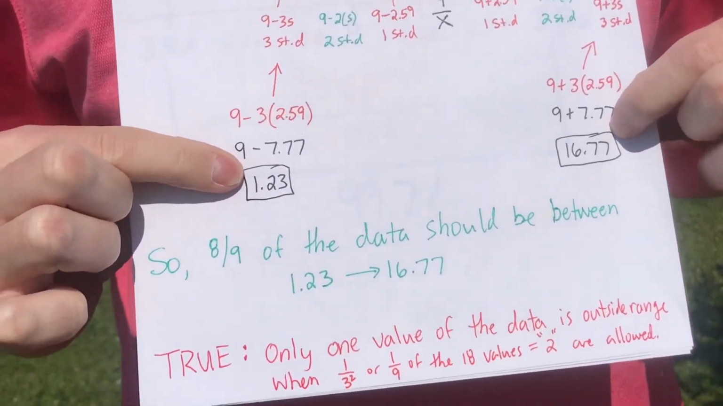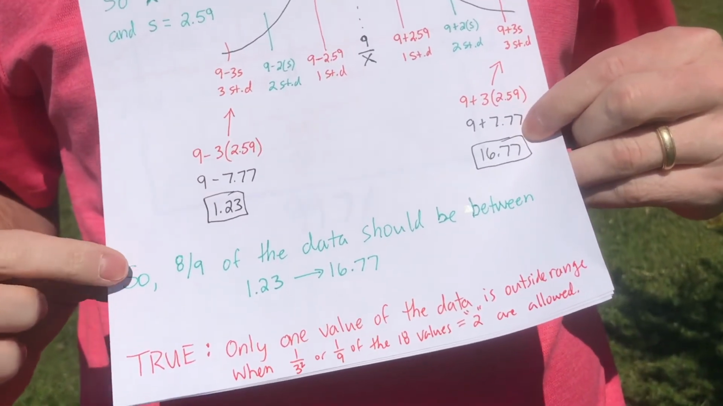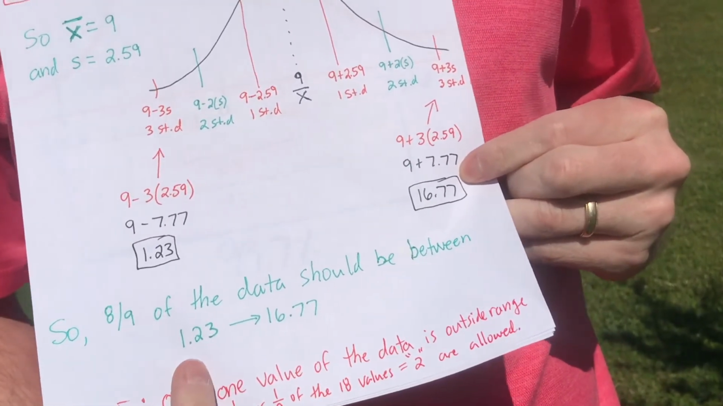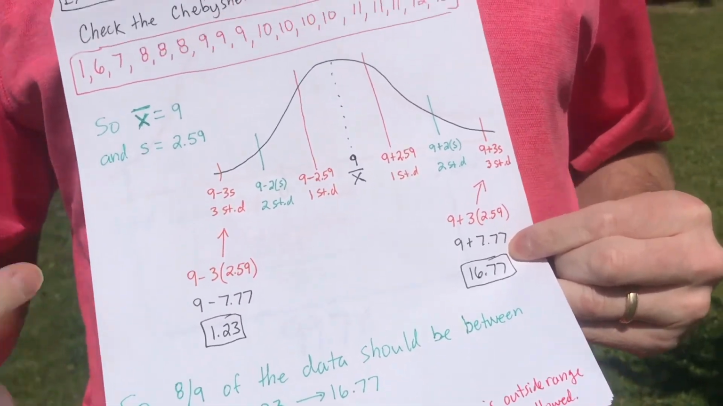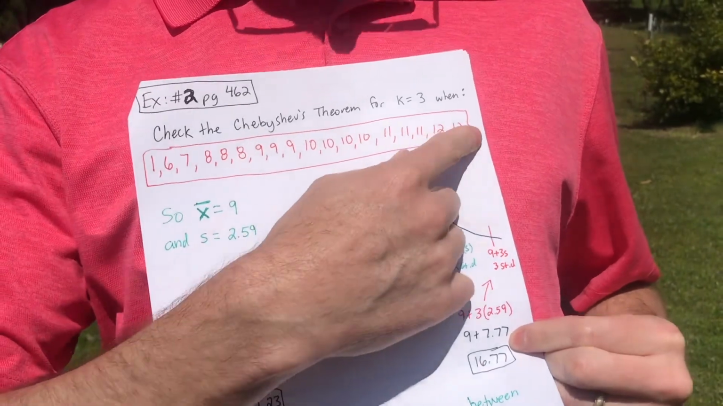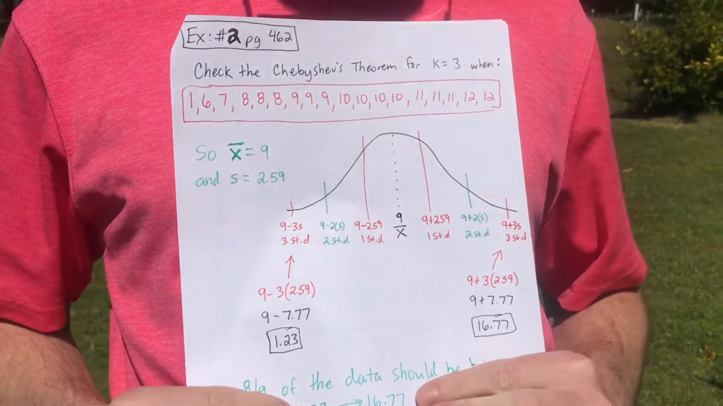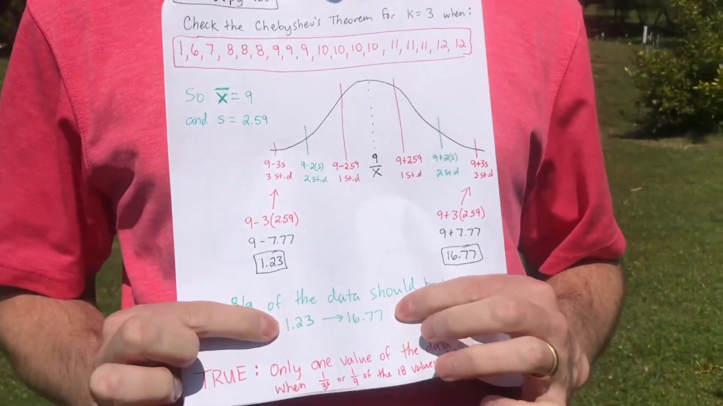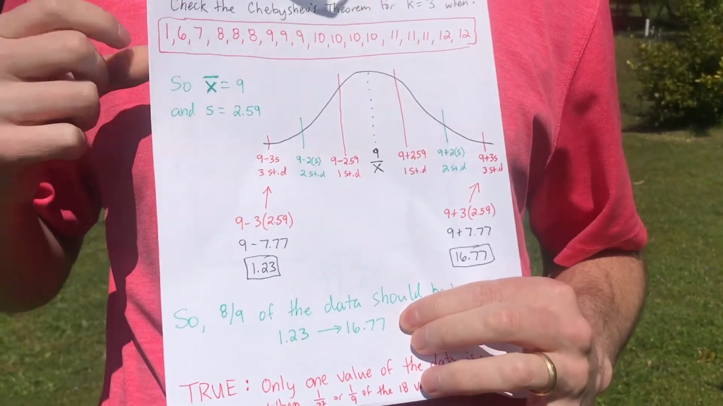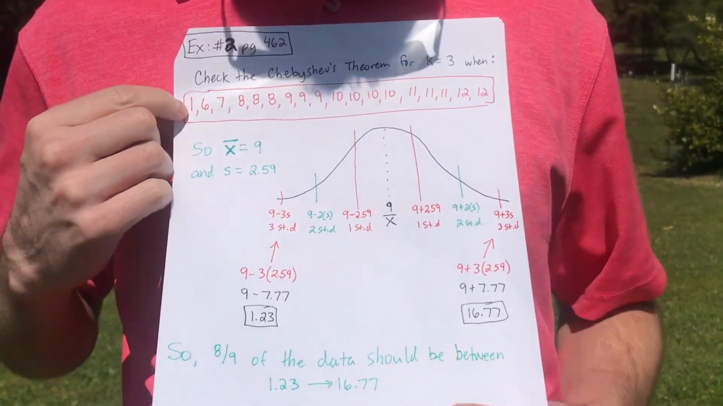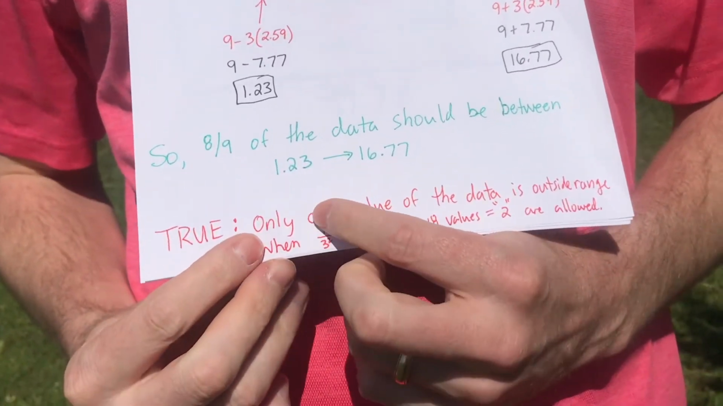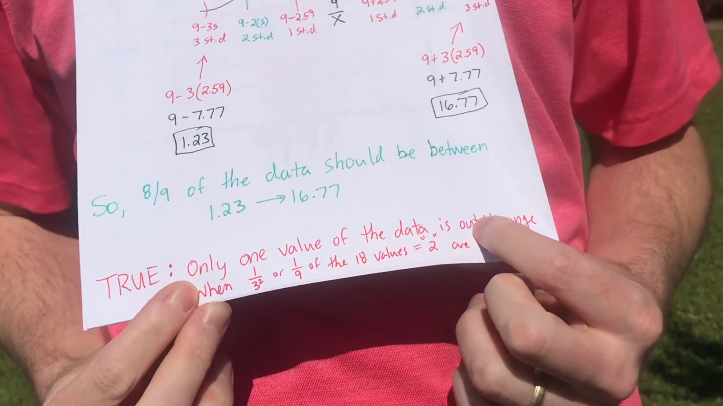I should have 8/9 of my data in there. Well, do I? So 8/9 of the data should be between 1.23 and 16.77. Well, if you look at my data, the only number that is outside of this range is the number 1. All my data is between 1.23 and 16.77, except for the very first term, right? So it's true. Only one of the values of the data is outside of that, right?